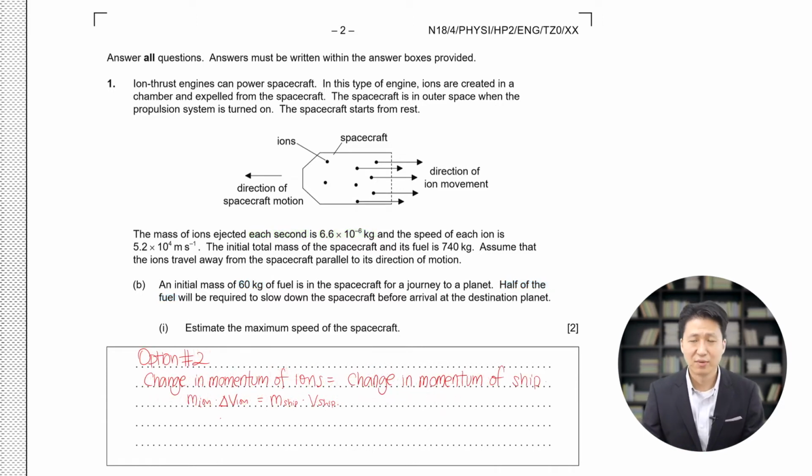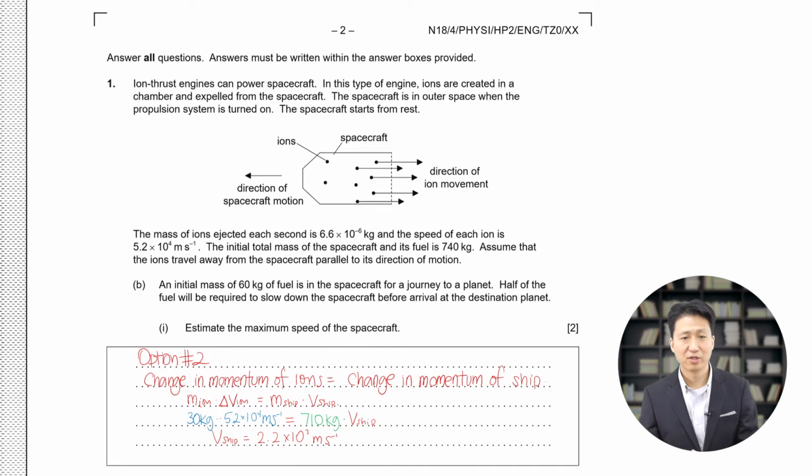There's another option, and the second option is, well, we know that all this fuel is ejected as ions at a certain velocity, so the change in momentum of these ions will equal the change in momentum of the spaceship. Of course, there's 30 kilograms, like we pointed out before. The velocity of the ions will be 5.2 times 10 to the 4th meters per second. And it has to equal 710 kilograms times the velocity of the ship. We used 710 kilograms because we subtracted the 30 kilograms that we will use to propel the spaceship. Next, we can just calculate this and we get a slightly different answer, which is 2.2 times 10 to the 3rd meters per second.